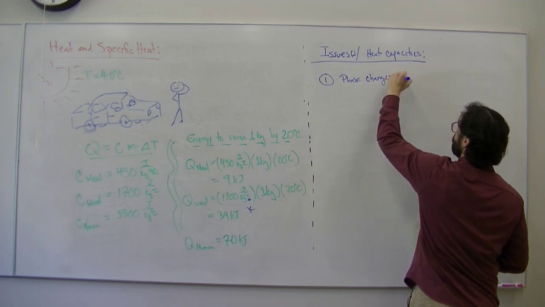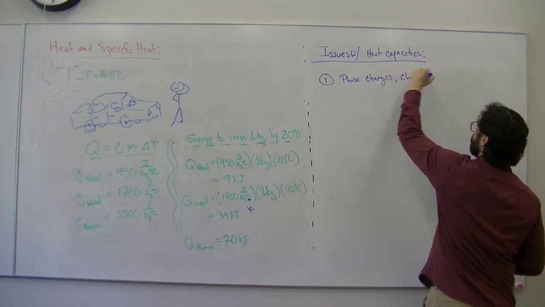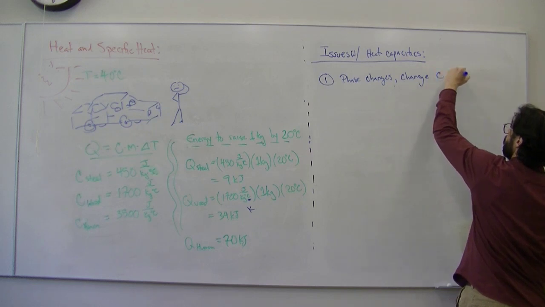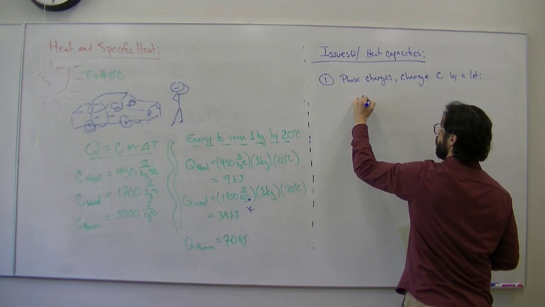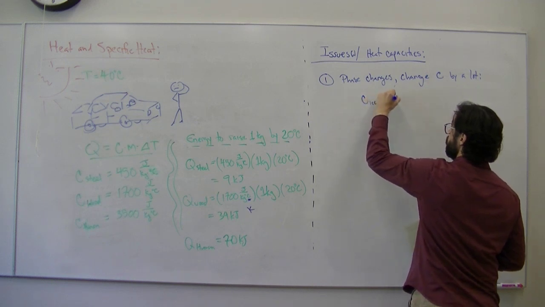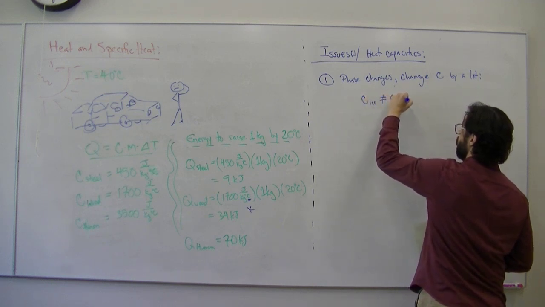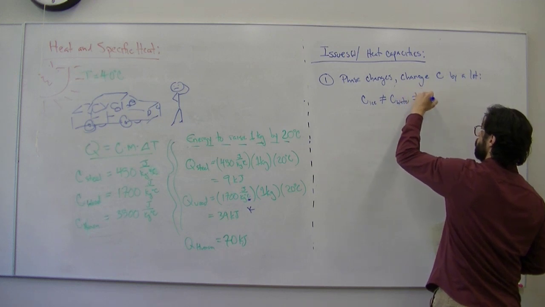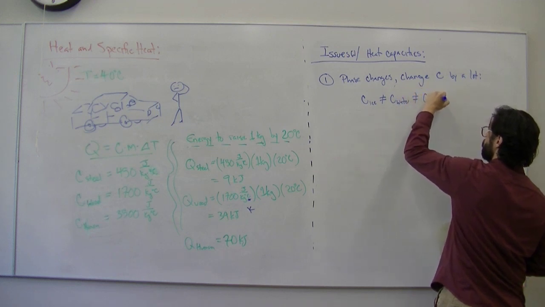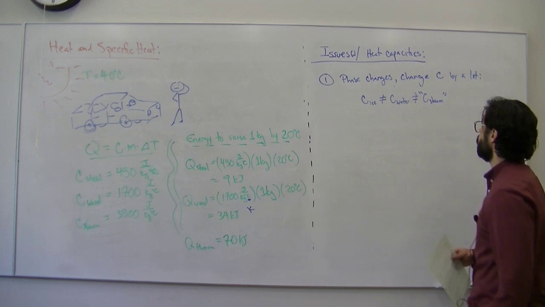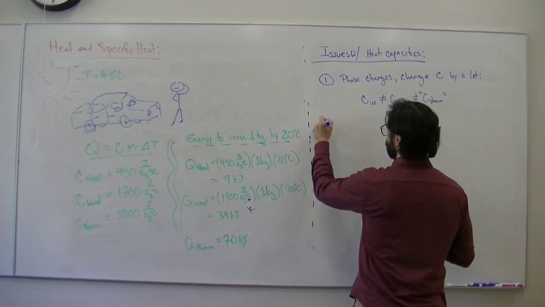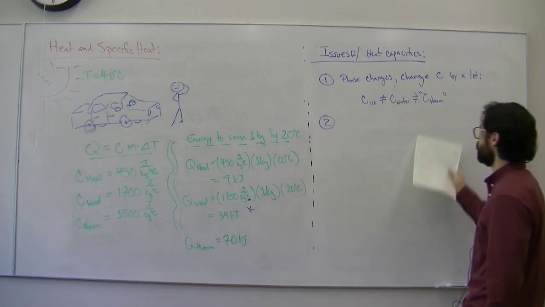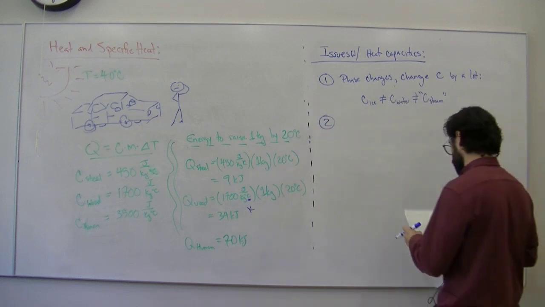And phase changes change C by a lot. So specifically, C ice is not equal to C liquid water, which is not equal to C steam. And in fact, the third thing we'll talk about is the fact that there really isn't a C steam. So with gases, all sorts of funny stuff happens.